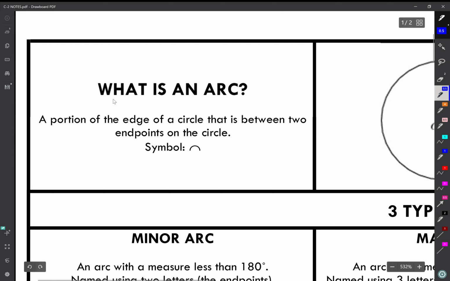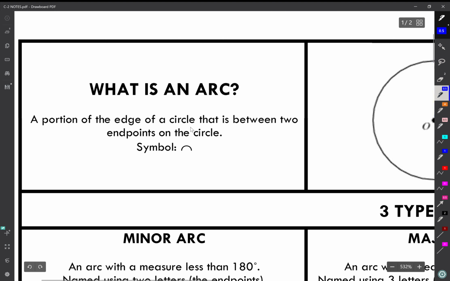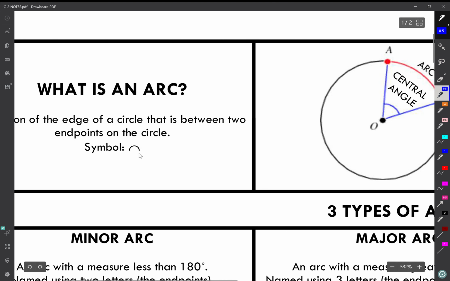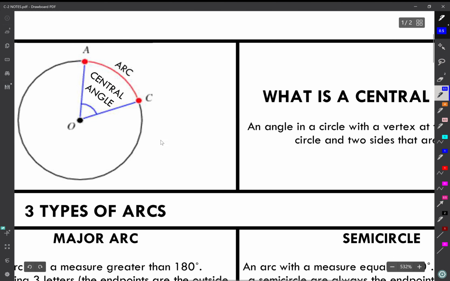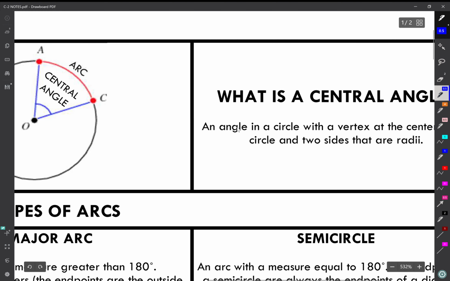An arc is a portion of the edge of a circle that is between two endpoints on the circle, and has a symbol of this little curved line you draw. Okay, so we see an arc right here. It's just a portion of the circle, from one endpoint to another, defined by two endpoints. Here the endpoints are A and C. Then we also see a central angle on here, and that's our next part.